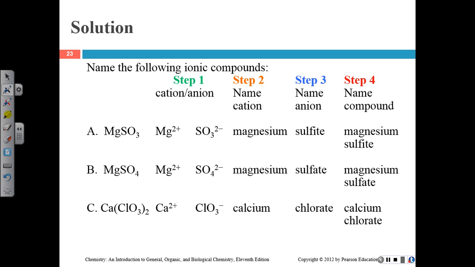Here's a calcium. We know it's in group 2, so it's classification 2. Calcium chlorate. That's ClO3. That's where you have to recognize it's a polyatomic ion. It's on your sheet, and so you name it like it is there.